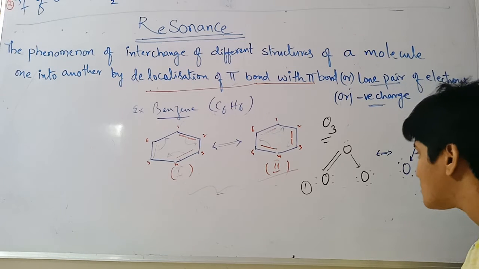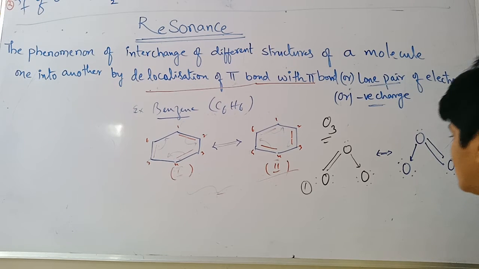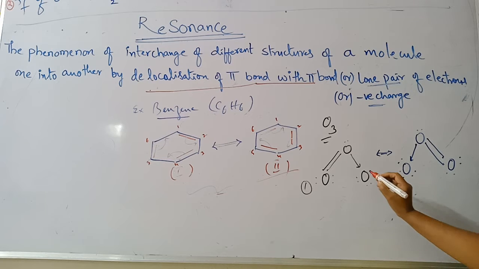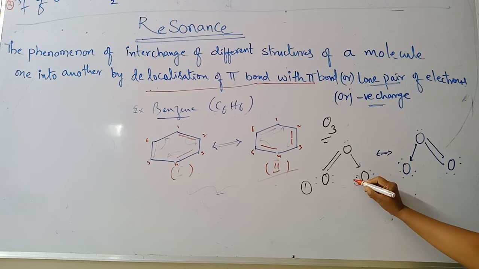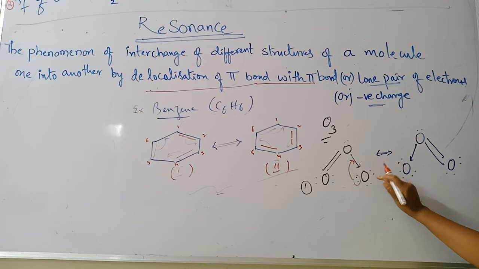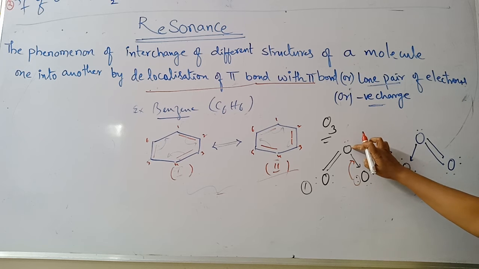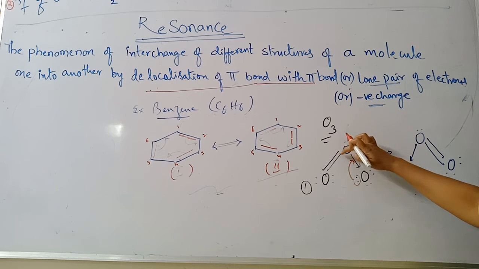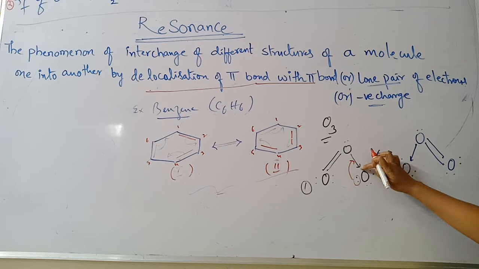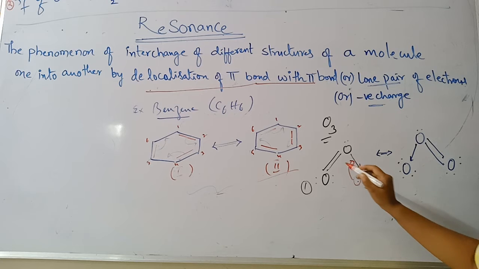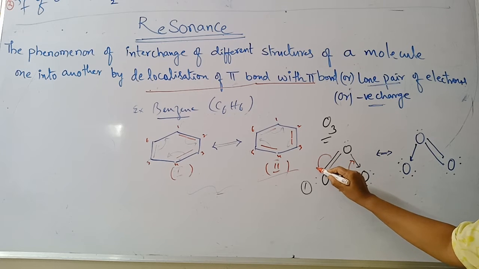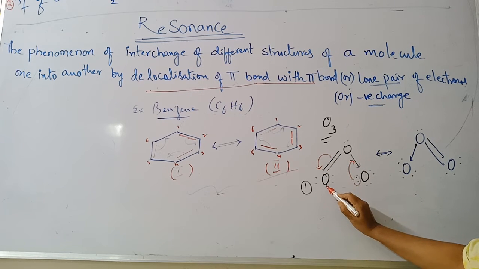I'll remove this. So see here, if any of these three lone pairs shifted in between the second and third oxygen, then what happens? Around this oxygen, how many valence electrons will be there? 1, 2, 3, 4, 5, 6, 7, 8, 9, 10, which is impossible. Therefore, automatically, this pair of electrons comes on the first oxygen.